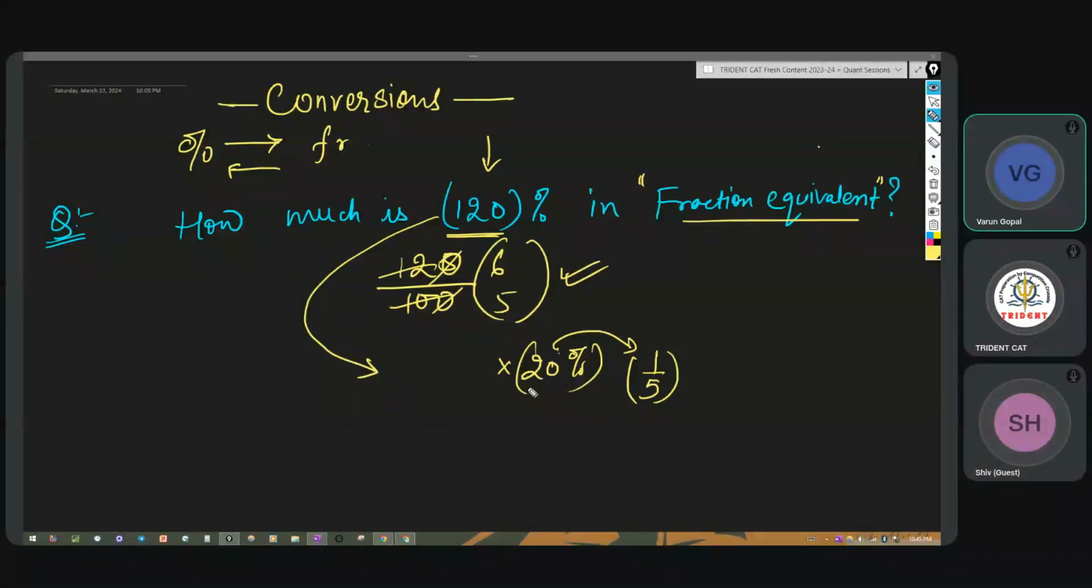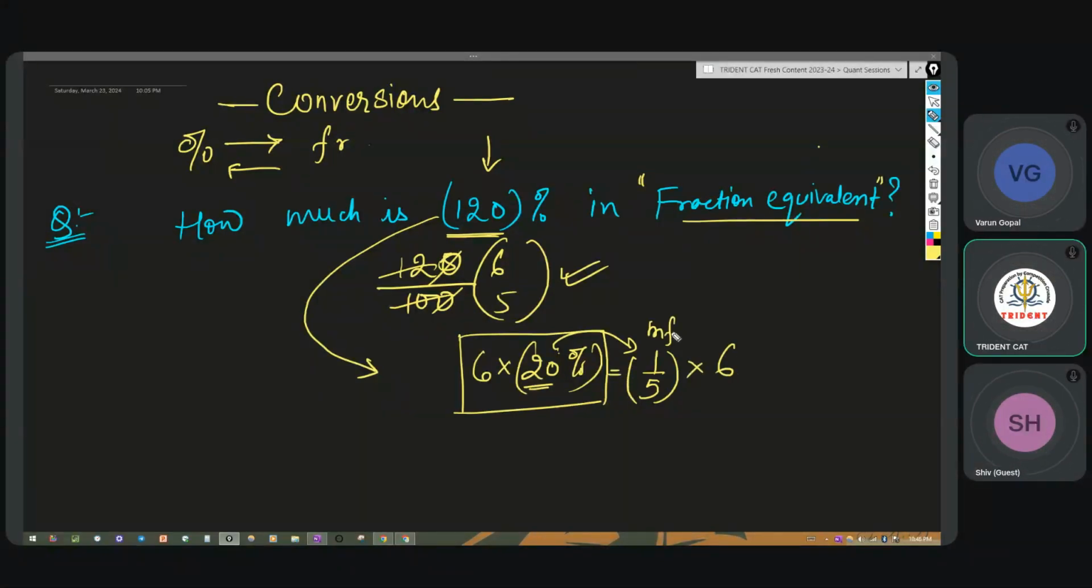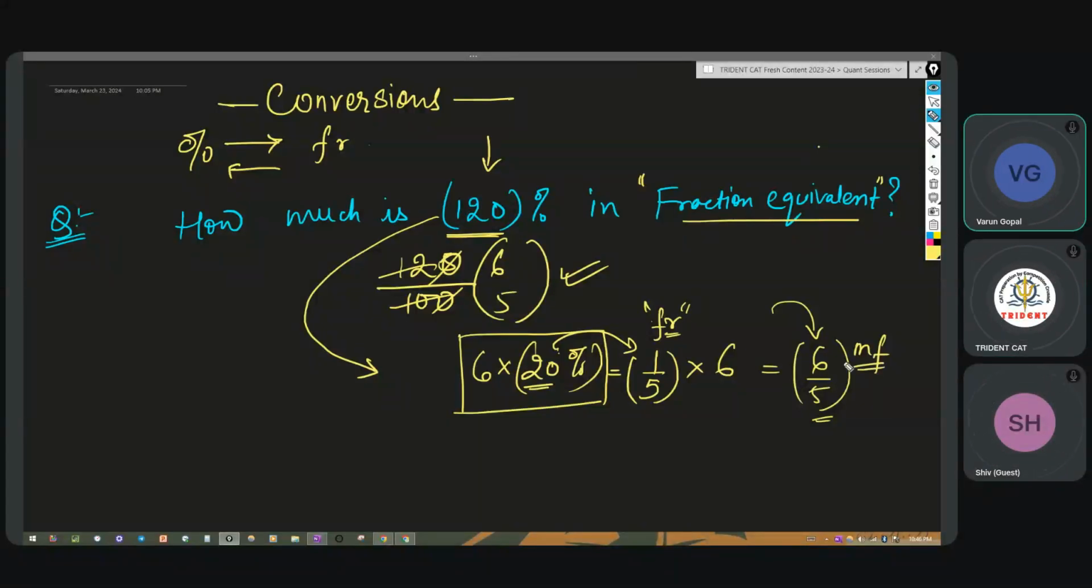And what if I multiply 20 by 6? I get 120. So I will also multiply 6 to the fraction equivalent, 1 by 5. Eventually I'm getting 6 by 5 only. This is my multiplying factor. Please hold on, I know you will be a little confused about what exactly this multiplying factor is. I'll explain this in the next part, and why it is called a multiplying factor.